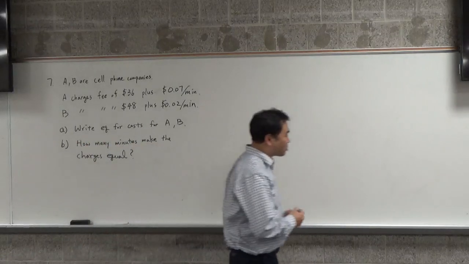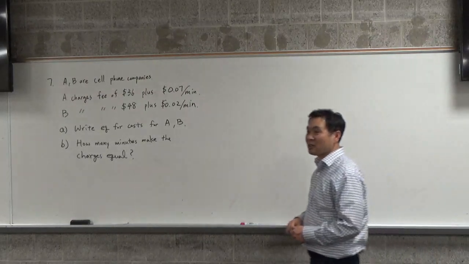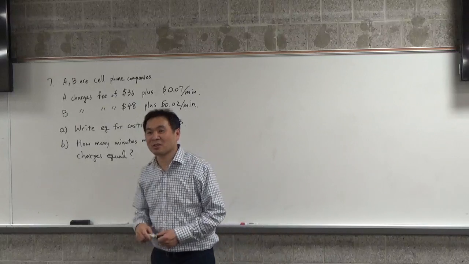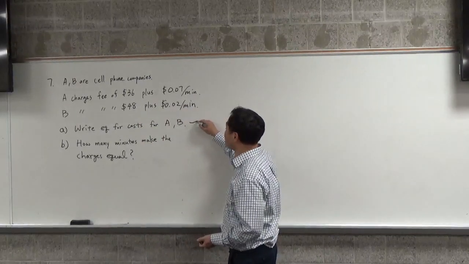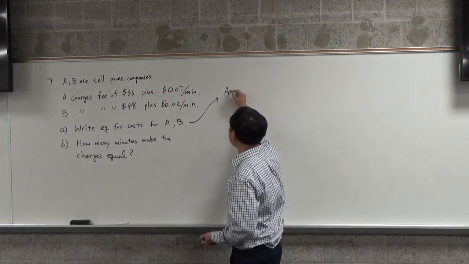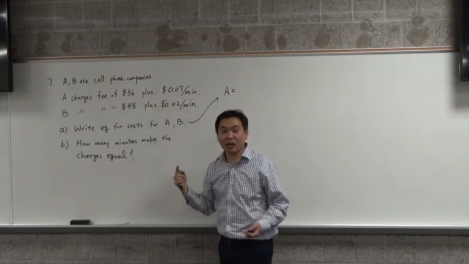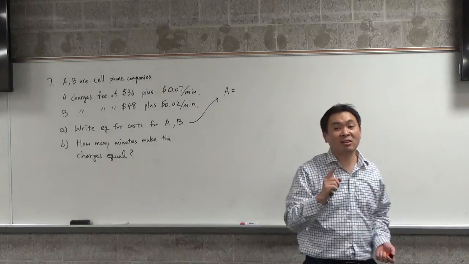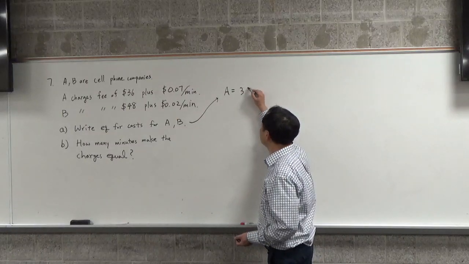Okay, this is a word problem, but because it's very real, it's not that hard. I mean, some of you might just be able to write immediately the answer for A. So let's see if you can do it. Can you write down the equation for how much A would be charging if x minutes were used? 36 plus 0.07x.